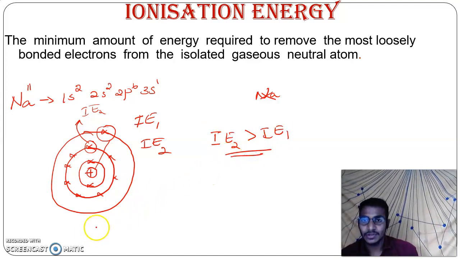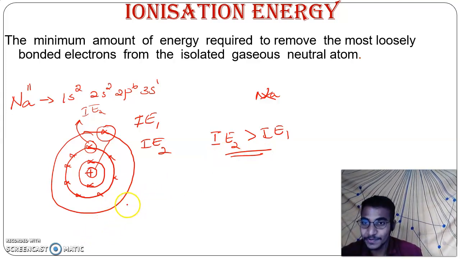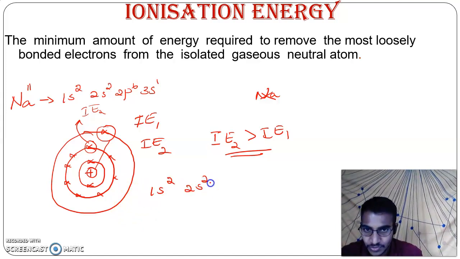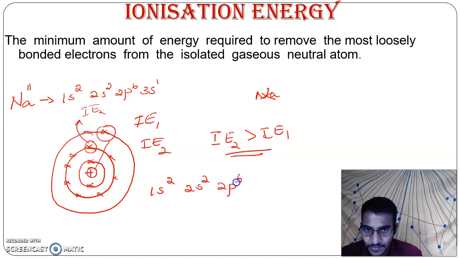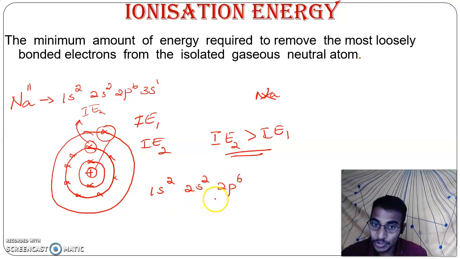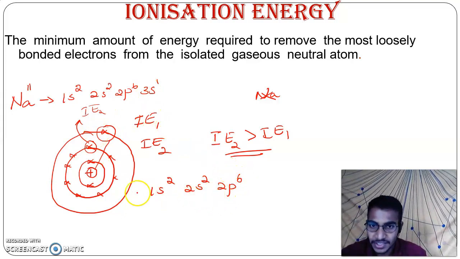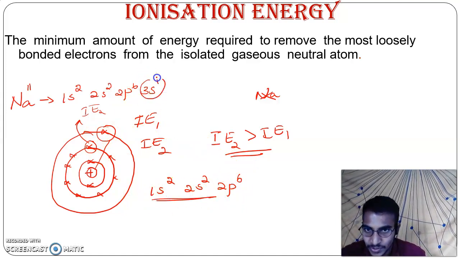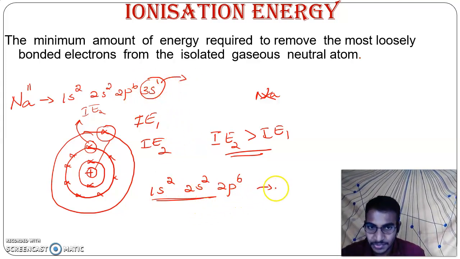And also you should remember another concept, that half filled and completely filled are more stable. I'll show you an example here. 1s2, 2s2, 2p6. Once you remove an electron from the third shell, it will become like this, because in the third shell there was only one electron. So we removed an electron from the third shell. We call it sodium plus.